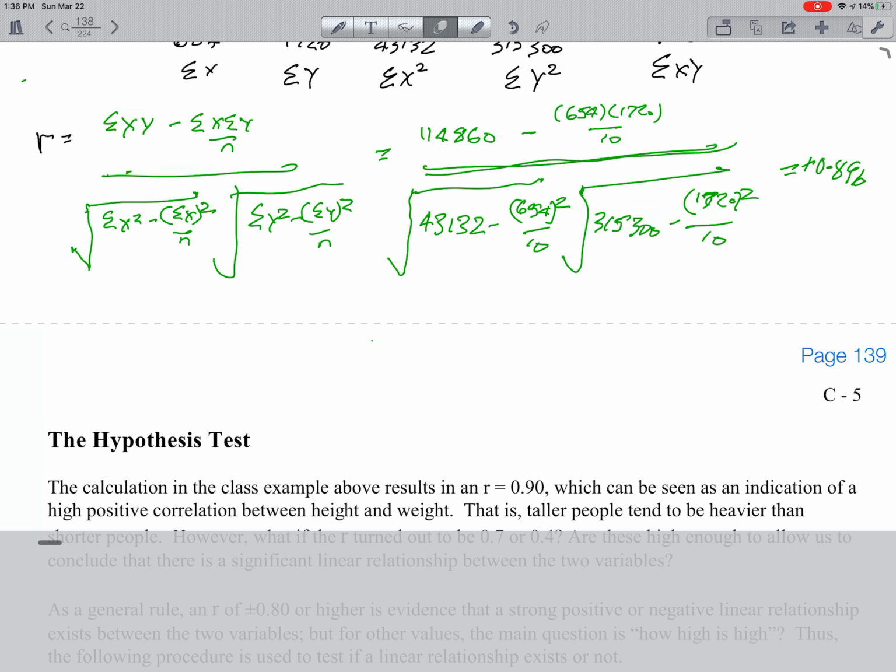And so at that point, I'm going to end the lesson, and we're going to pick that up later on with the hypothesis tests.